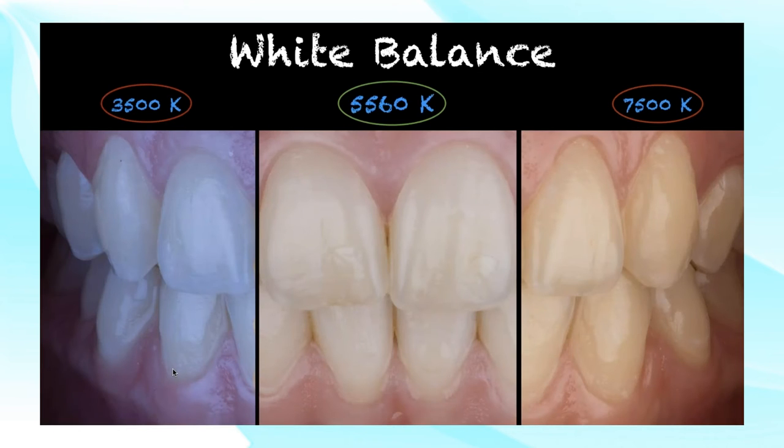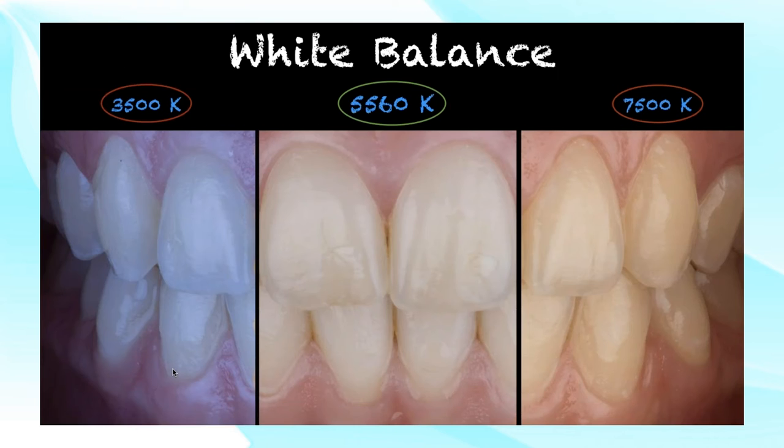The next slide we're going to talk about is going to be white balance. So white balance is how hot or how warm or cool the temperature in the photograph is. So if you can see at 35 degrees Kelvin, it's going to be a really, really cool light. If we increase that to 760, it's going to be really warm. So what we want to have is a temperature that's neutral, that's in the middle, that's something that is pleasing to the eye. And that temperature is going to be 5560.